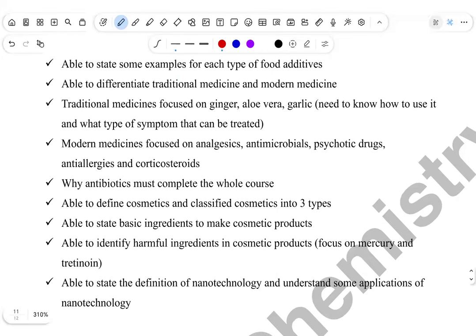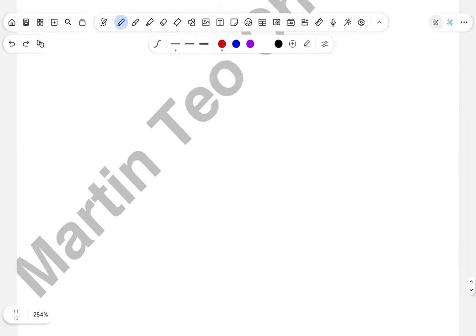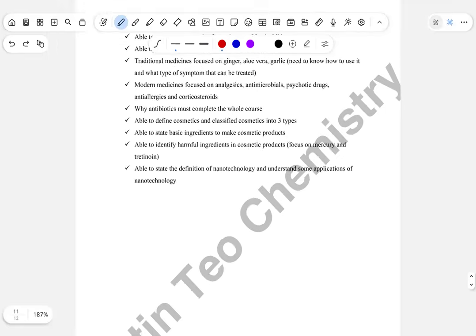Then nanotechnology, very rarely tested in exams: 1 nanometer to 100 nanometers. Okay. And how to use nanotechnology in cosmetics, medicine, agriculture, all these things. This is something you can read yourself, not much actually. Okay. That's it. I don't think it's very hard actually.